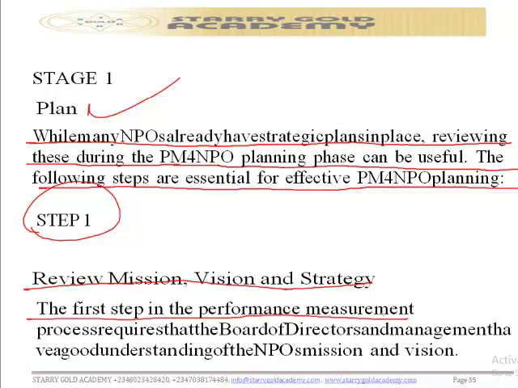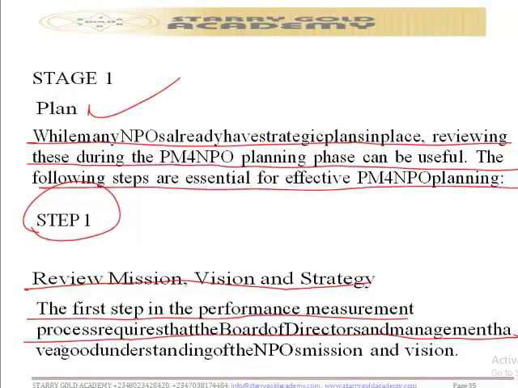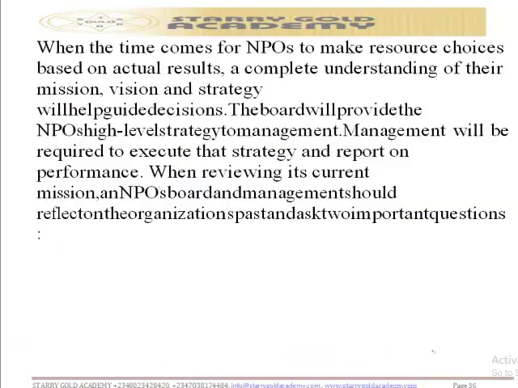The first step in the performance measurement process requires that the board of directors and management have a good understanding of the non-profit organization's mission and vision. It is very important that both the board and the executive have a good understanding of the vision and the mission. What does the non-profit organization stand to achieve? What do we want to achieve in the long run? Who are our targets? Why are we in existence? Why are we in business? So it is important that non-profit organizations have this understanding.